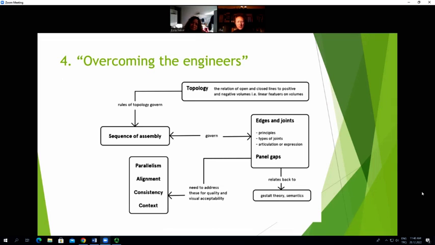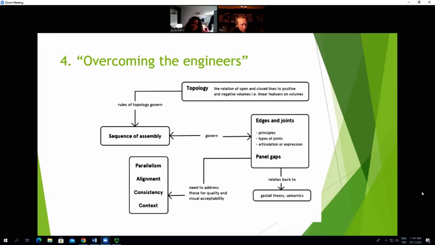Sequence of assembly, in turn, governs the edges and joints and the panel gaps, which I talked about, and the interrelationship of the edges and joints and panel gaps on complicated three-dimensional shapes can be affected by Gestalt theory, how we perceive the figure and the whole and the object and the background. And it also relates back to semantics, the understanding that we gain of how high quality objects are made and how things are put together, generally speaking.